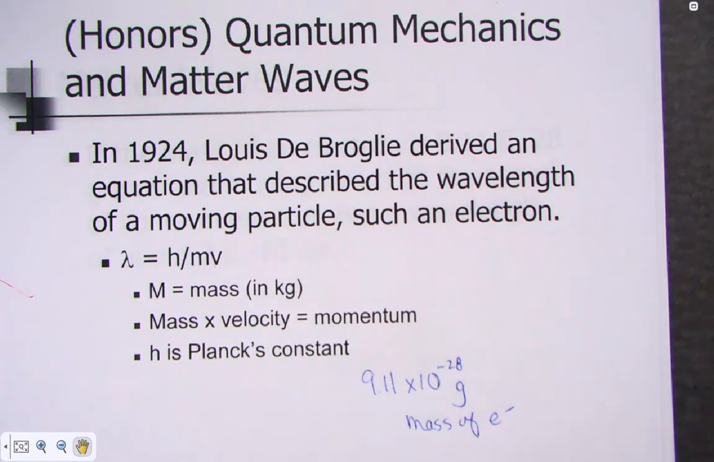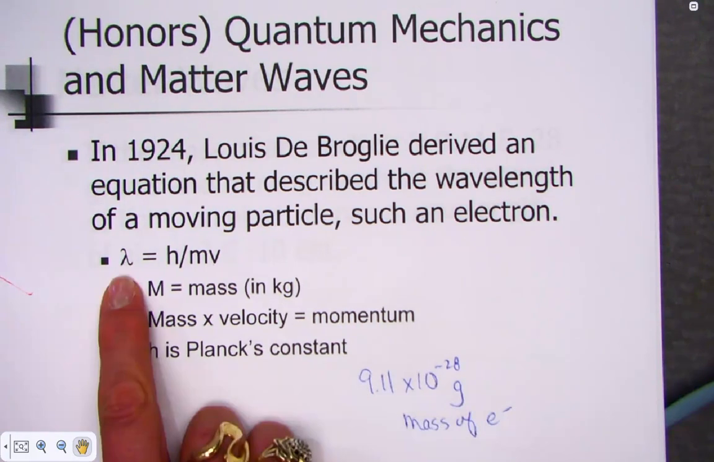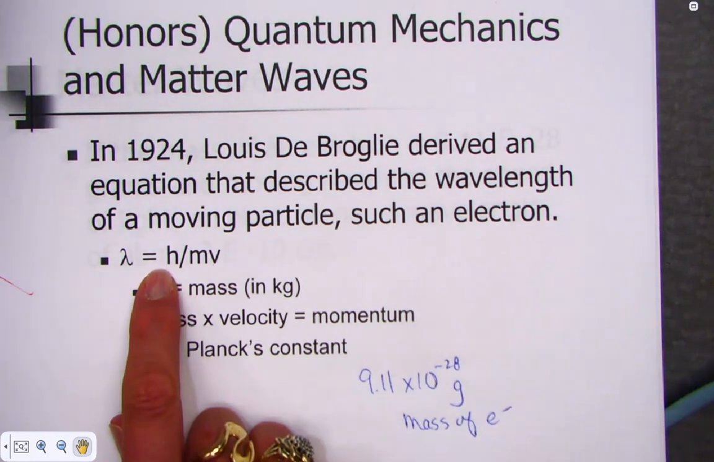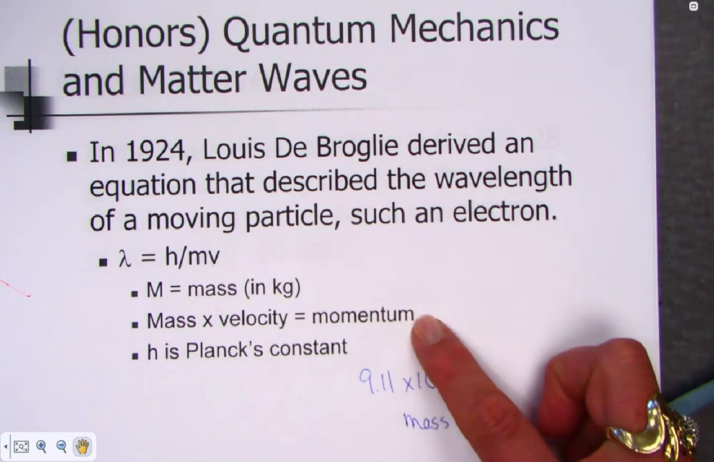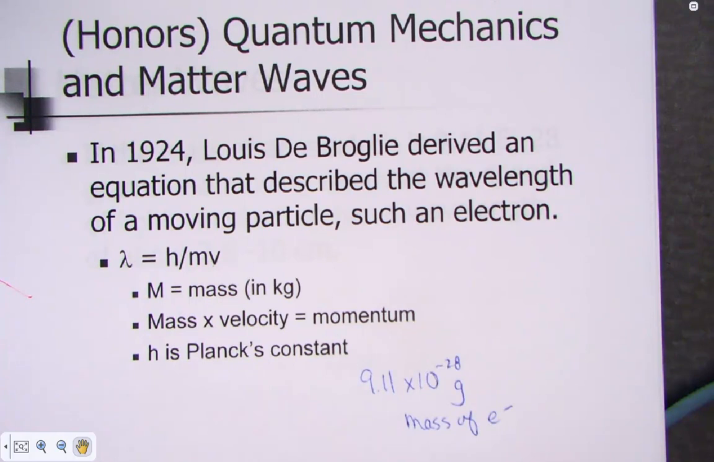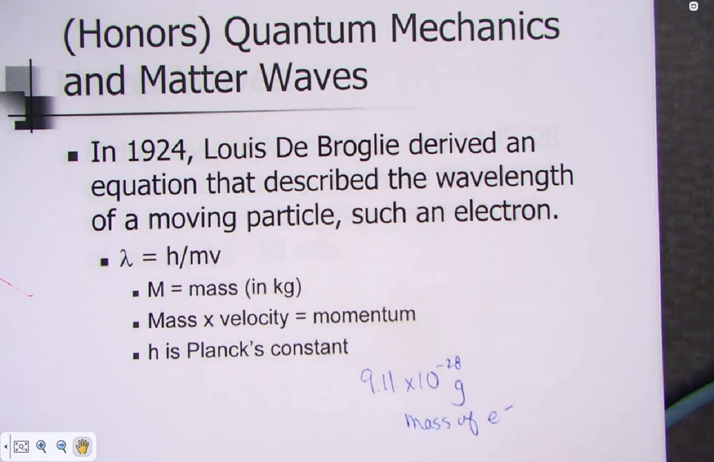Alrighty, so the wavelength is equal to Planck's constant divided by mass times velocity. Mass times velocity is known as momentum. The mass of an electron, 9.11 times 10 to the negative 28 grams, moving nearly at the speed of light, would have a wavelength of about 2 times 10 to the negative 10th centimeters.